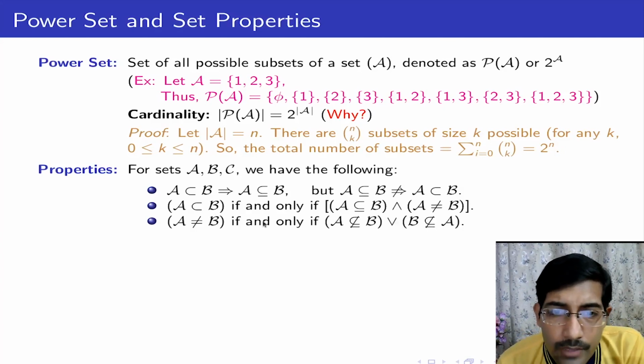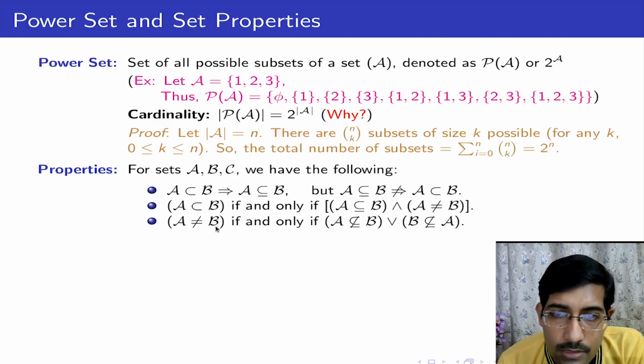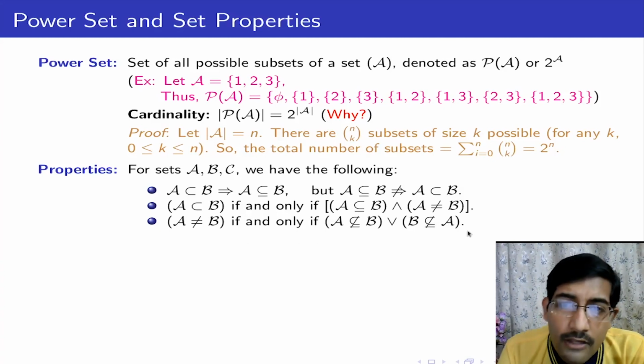A is not equal to B if and only if A is not a subset of B or B is not a subset of A. So this happens because, when do we call A equal to B? We call A equal to B when A is a subset of B and B is a subset of A. So just logically negate the same thing and you will get this formula. So this happens when either A is not a subset of B or B is not a subset of A, then we can say these two are not equal.